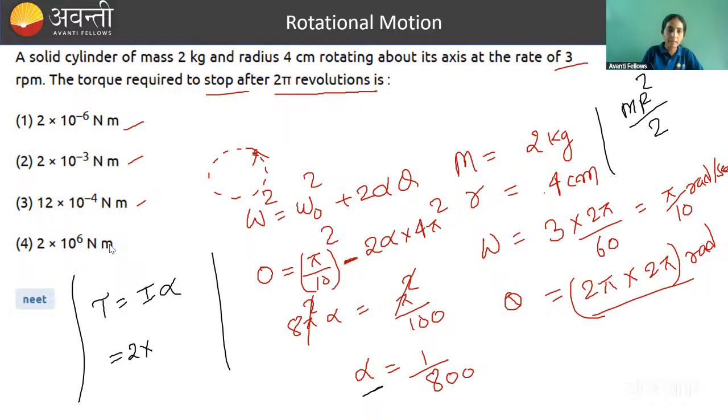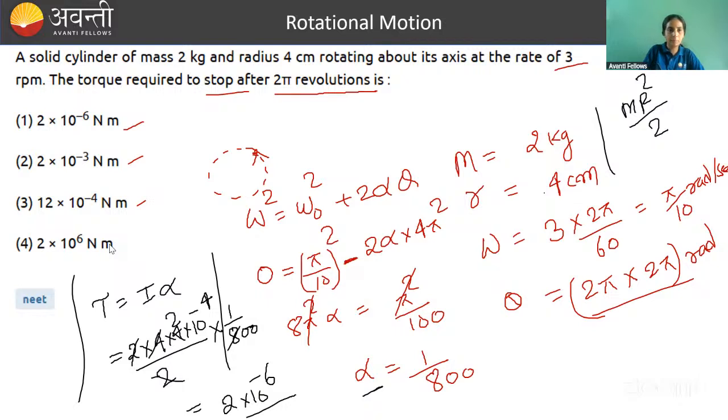0.04 meter, right? So this will become 4 into, sorry, no, 4 into 4 into 10 to the power minus 4, right? So this is mr square divided by 2 into alpha. Alpha is how much? 1 by 800. Okay. So if you go to solve it now, 4 into 2 will get cancelled with this. 2 into 2 will get cancelled with this. And this will become how much? 2 into 10 to the power minus 6. So correct answer will be which one? It will be first one.